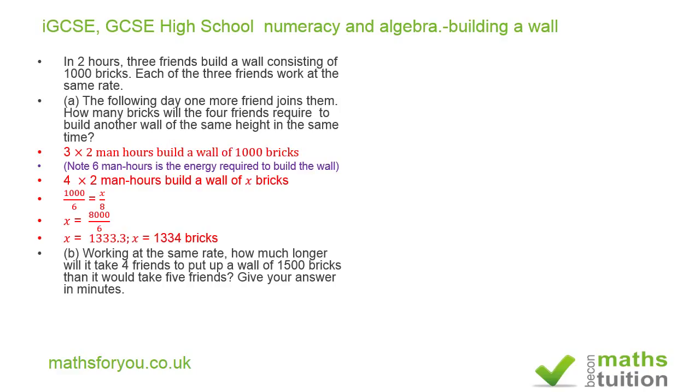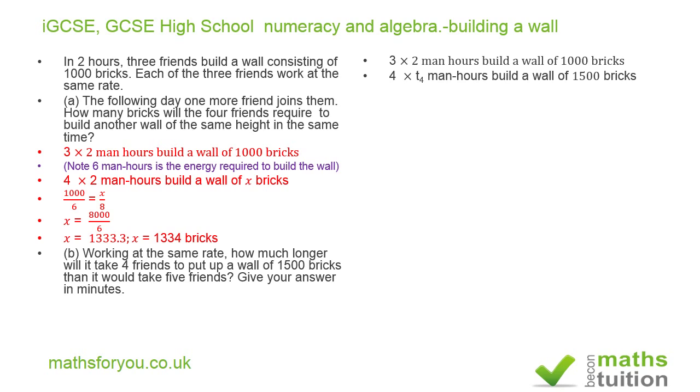So we go back to the first part of the question itself. Again, 3 times 2 or 6 man-hours required to build a wall with 1,000 bricks. Now this time around we've got 1,500 bricks. So we do 4 times t sub 4, t sub 4 being the time it takes 4 men to build a wall with 1,500 bricks.